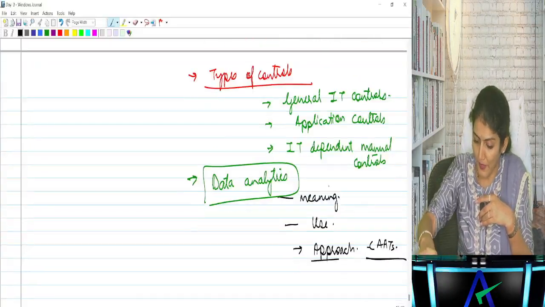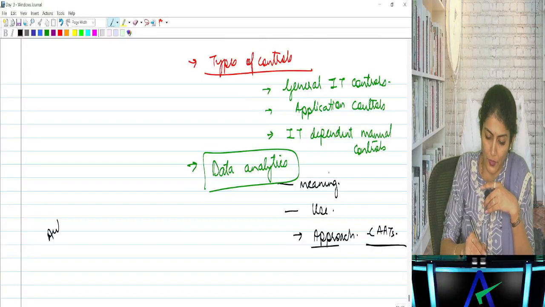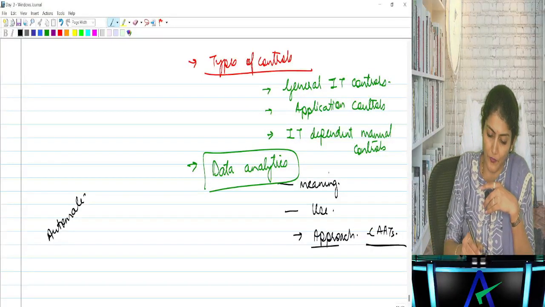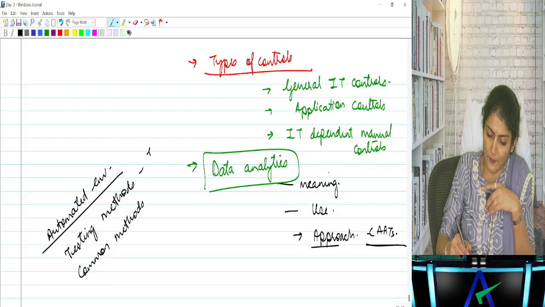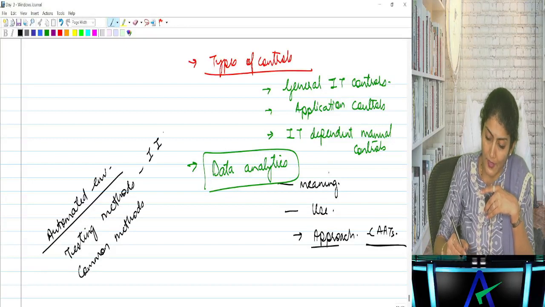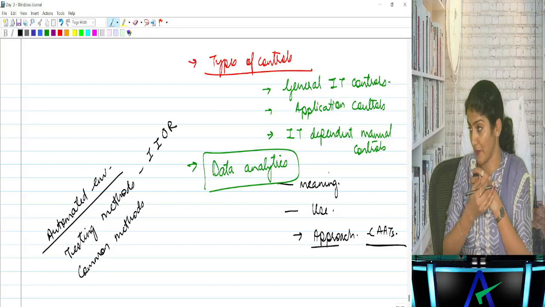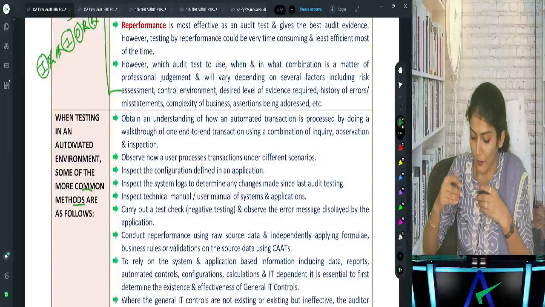So in the automated environment, two questions over there. What are the testing methods and what are the common methods? From the testing methods, a lot of correct and incorrect statements come in the exam. And also what are the common methods? So testing methods are what? Inspection, inquiry, observation and the reperformance. And then you also have the common methods.